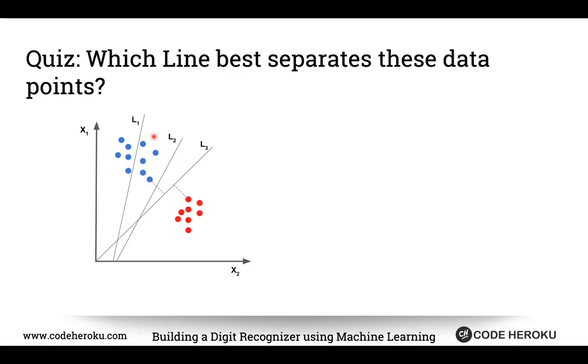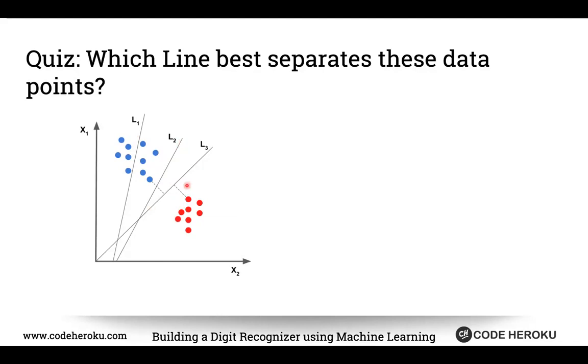Because if you look at this one, L1 is definitely not separating these two classes properly. There are a lot of misclassifications over here. These blue points are on the same side of the red points. So L1 is surely not a good model to build. Now we are left with two models over here, L2 and L3.